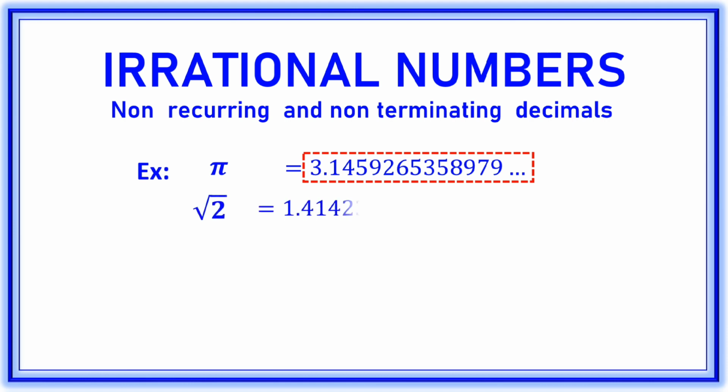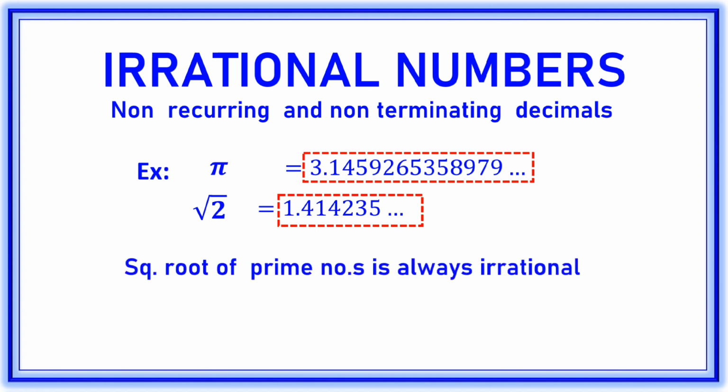Root 2. The value of root 2 is equal to 1.41421 and so on. It is also a non-recurring and non-terminating decimal, hence root 2 is called an irrational number. The square root of a prime number is always irrational. For example, root 5, root 3, root 7 are irrational numbers.